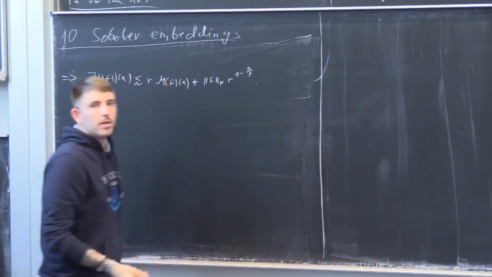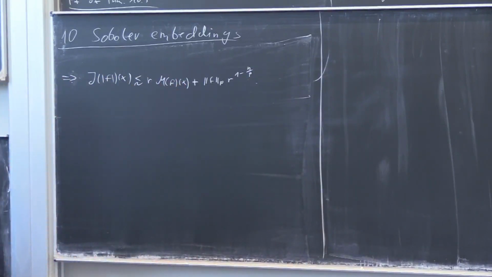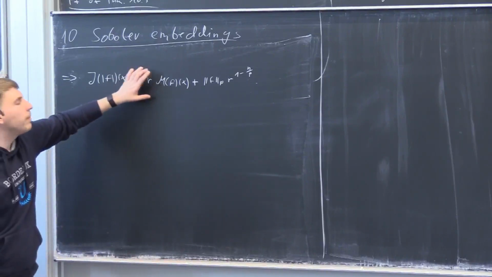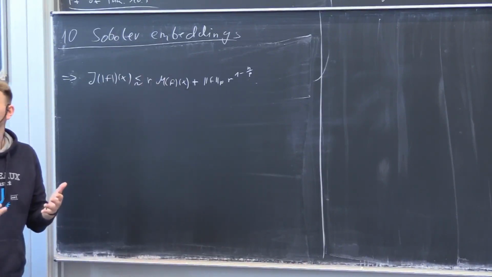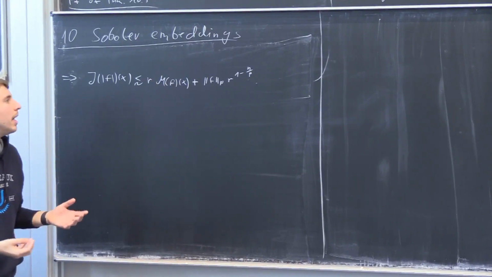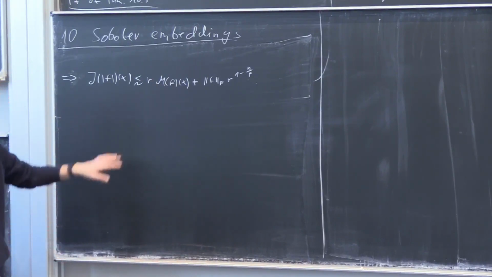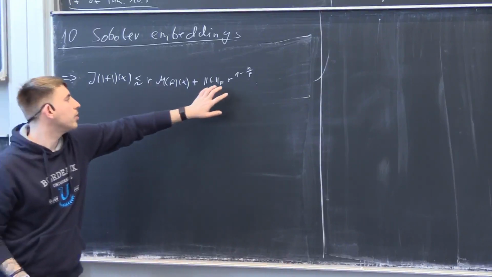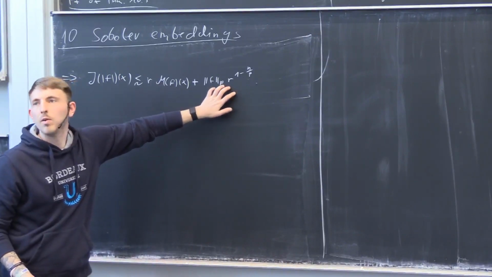Okay. And now we want to use our degree of freedom that we had from R. And how do we want to do it? Well, here we have the sum of two things. And this estimate will become optimal if we balance these two things. So if we say that this quantity is equal to this quantity.